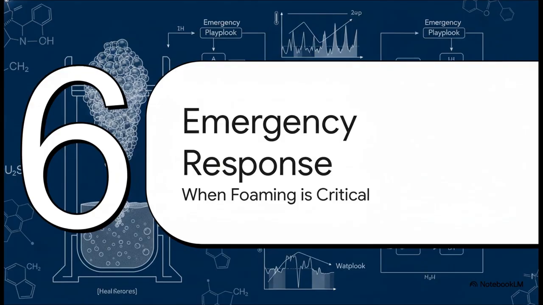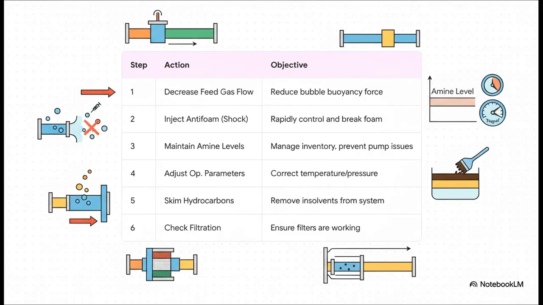Okay, so what happens when prevention fails? The antifoam isn't enough, and you are facing a severe foaming event that's threatening to trip the whole unit. Well, there's a very clear step-by-step emergency playbook. In a crisis, you have to be systematic. The absolute first move, before anything else, is to cut the gas flow rate. You have to stop feeding the beast. Right after that, you hit it with a shock dose of antifoam to knock the foam down.